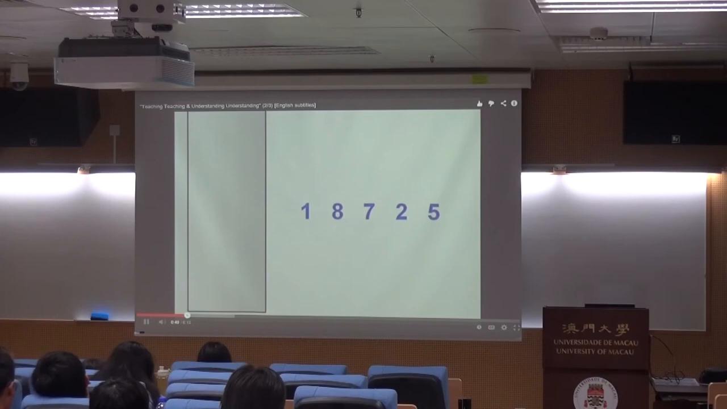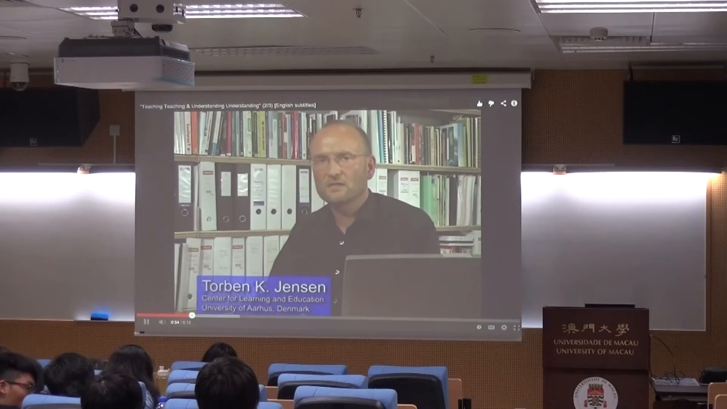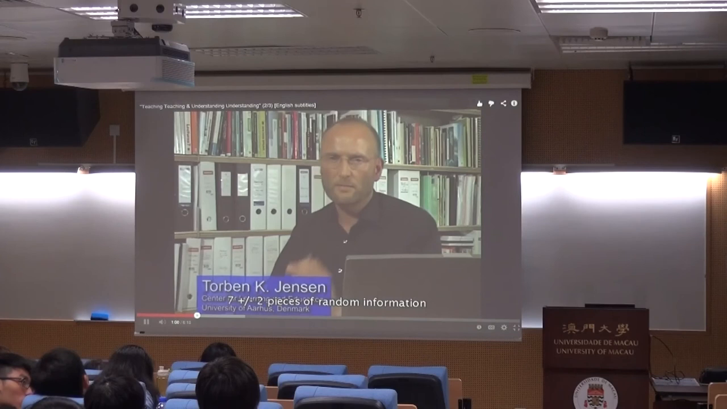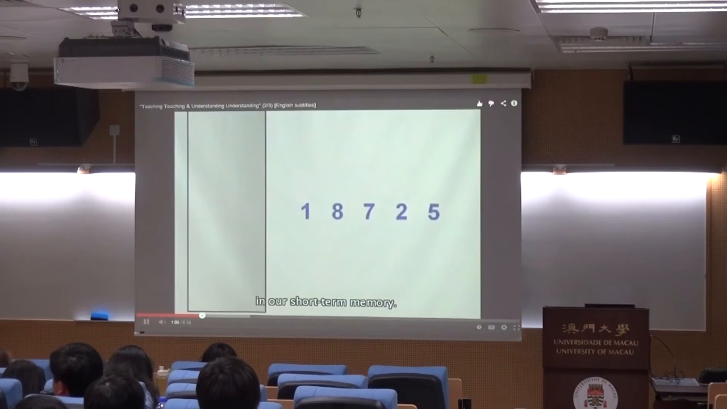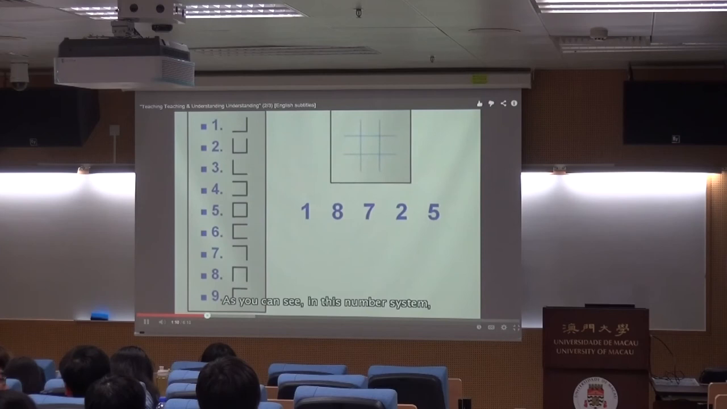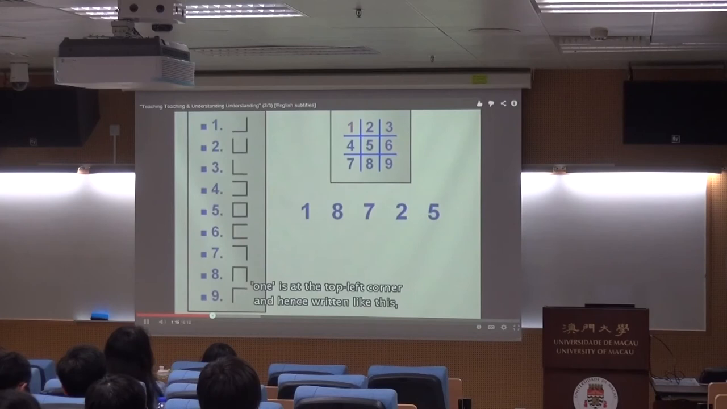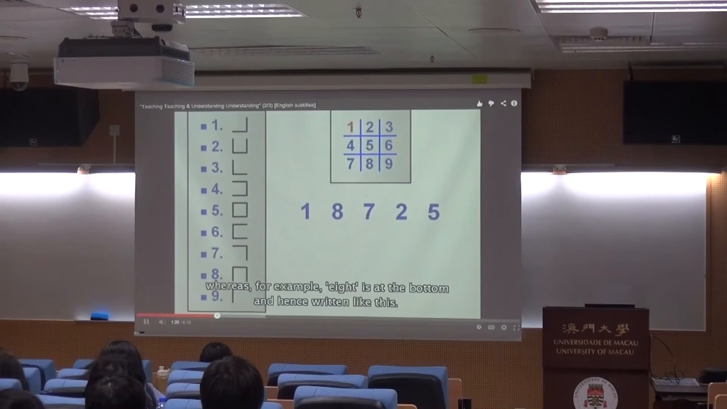We Homo sapiens are quite bad at memorizing random information. Psychologists claim that we are only able to hold 7 plus or minus 2 pieces of random information in our short-term memory. Now, suppose I showed you the following grid. As you can see in this number system, 1 is at the top left corner, and hence written like this, whereas, for example, 8 is at the bottom, and hence written like this.